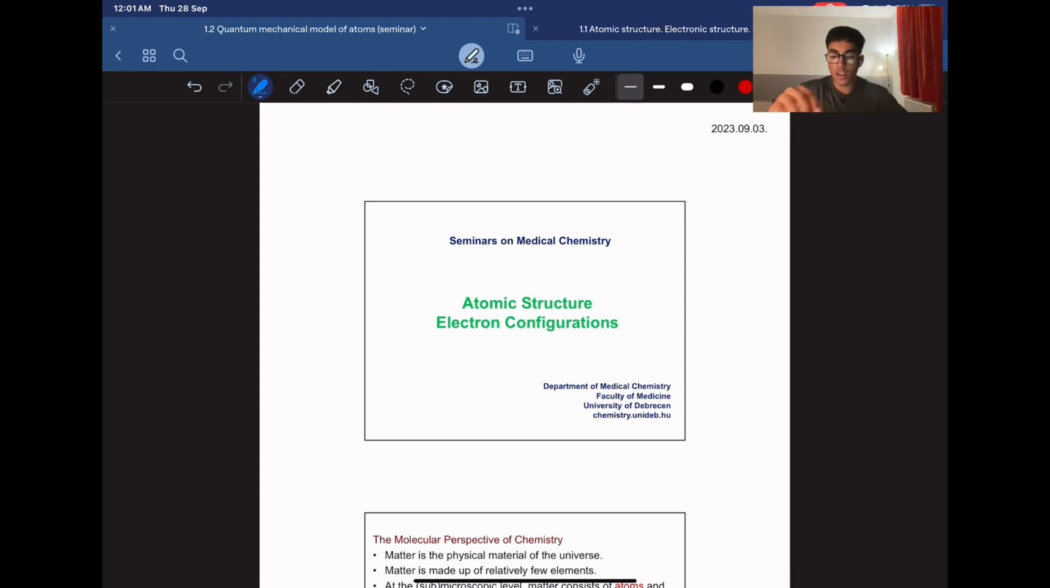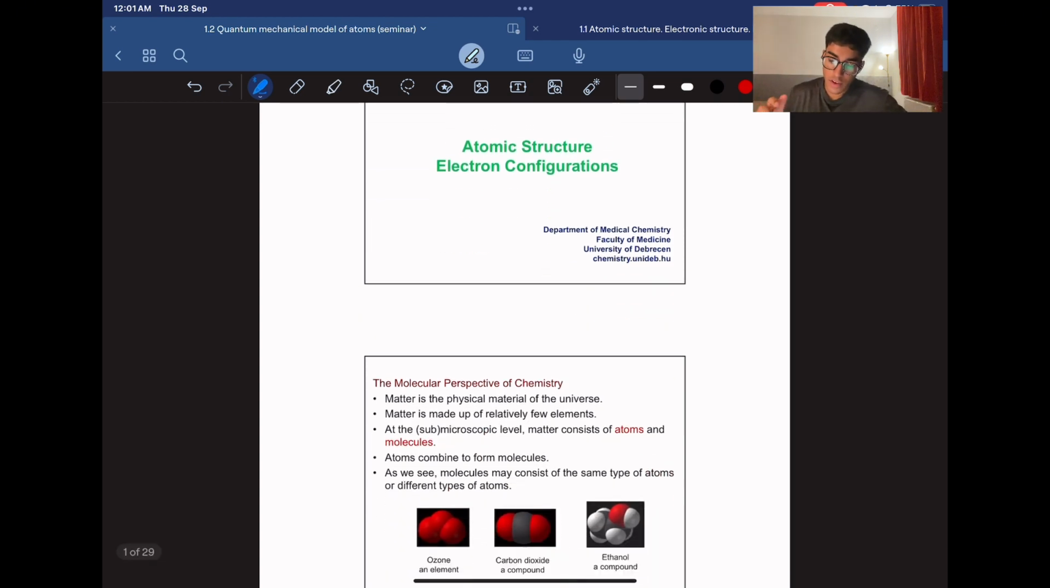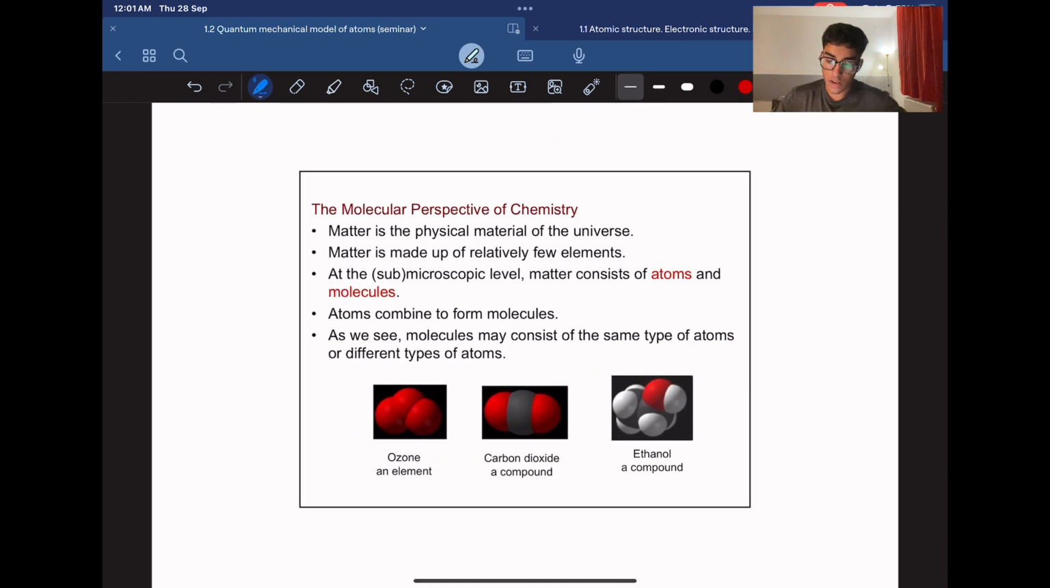So let's start. Over here we have the seminar slide, and we're going to just go through it, and I'm going to explain, and if I need another slide, I'm going to take another slide and explain to you guys. The molecular perspective of chemistry. Matter is the physical material of the universe. Matter is made up of relatively few elements. So basically it's talking about matter. Matter is all the substance around us. Everything around us is matter. So it's just saying that matter is the physical material of the universe.